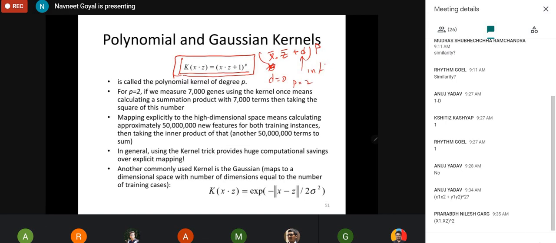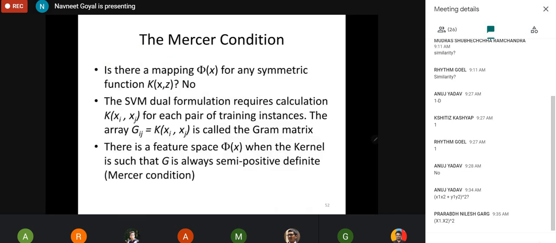So it boiled down to x dot z squared, right? Okay. Now there's another kernel which is called the Gaussian kernel. You can see here at the bottom how the Gaussian kernel is defined. It is again the Gaussian function, e raised to the power minus norm of x minus z divided by 2 sigma squared. So whatever the formula is, you use that.